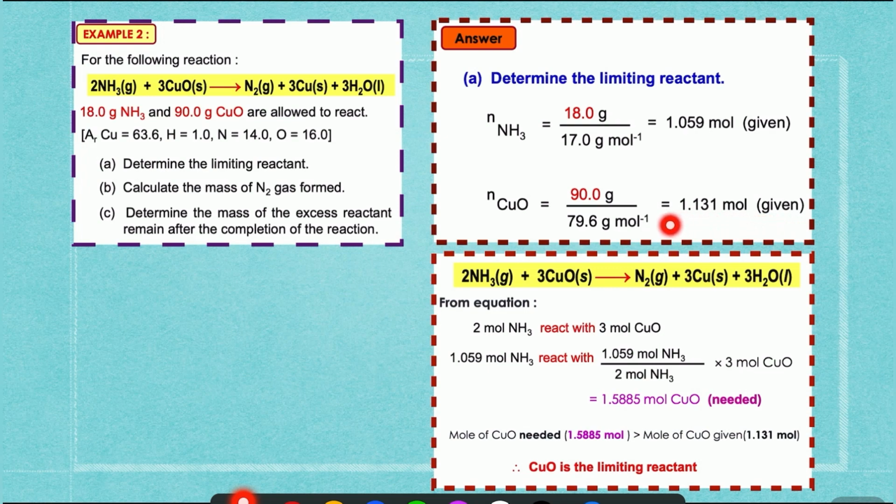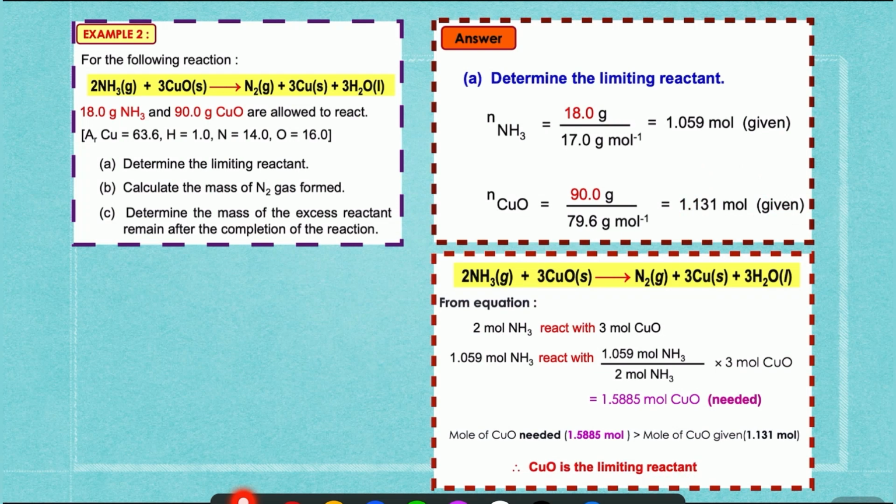So is it enough to react with the 1.059 mole? You can see that the mole of copper oxide needed, 1.5885 mole, is more than the mole given. It shows that the copper oxide given is not enough to react with the moles of ammonia given. So it means that the copper oxide is the limiting reactant because it has the minimum given mole.